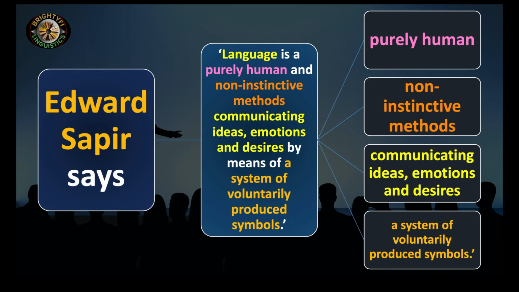So, what we have come to know in this definition is that language is purely human. It is a non-instinctive way of expression. Language helps us to communicate ideas, emotions and desires. And we communicate and express ourselves through a system of phonetic alphabets, phonetic symbols. In other words, we can refer to them as organs of speech. They help us to produce particular sounds to express something.